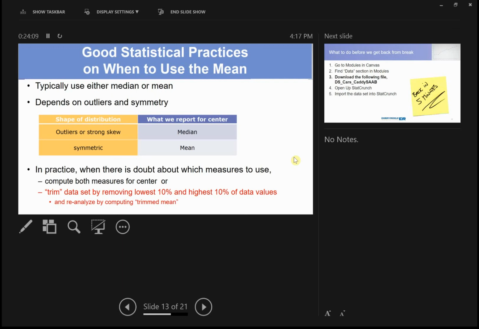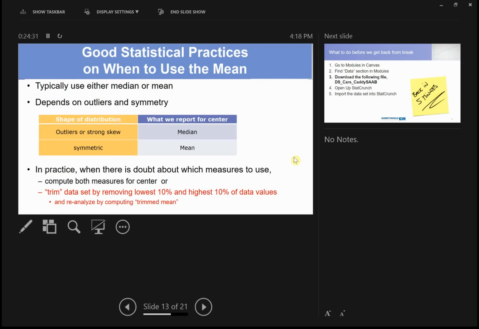One way to get around this problem in a very useful way is to literally trim the data set. In other words, order the data values, take off the highest 10% and the lowest 10% of the data values, recompute the median and the mean, and see if they're about the same. Trimming the data set is a really good thing to do a lot of times.